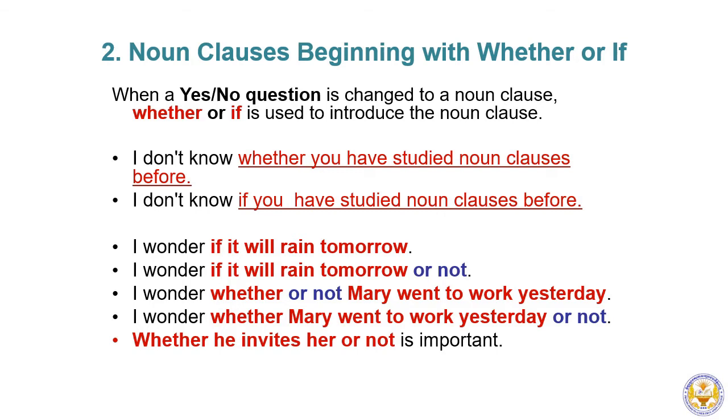is changed from the yes/no question. Have you studied noun clauses before? But we don't want to use yes/no question here. We want to use noun clause. So the sentence becomes, I don't know whether you have studied noun clauses before. It's like, I don't know, have you studied noun clause before? I don't know if you have studied noun clauses before.